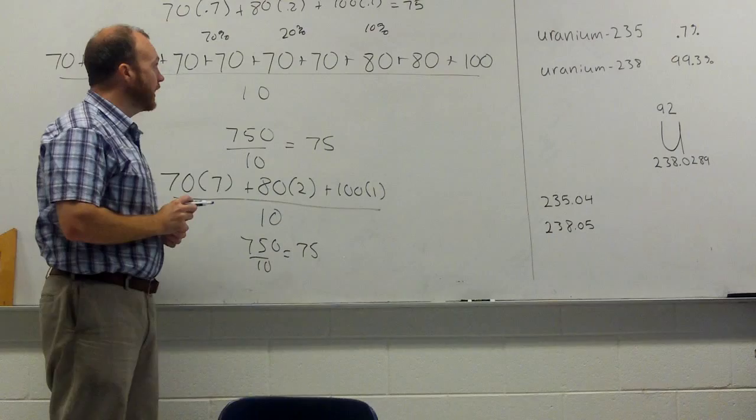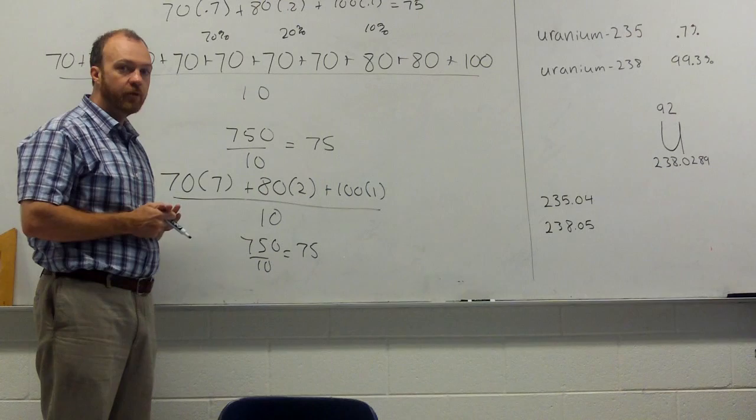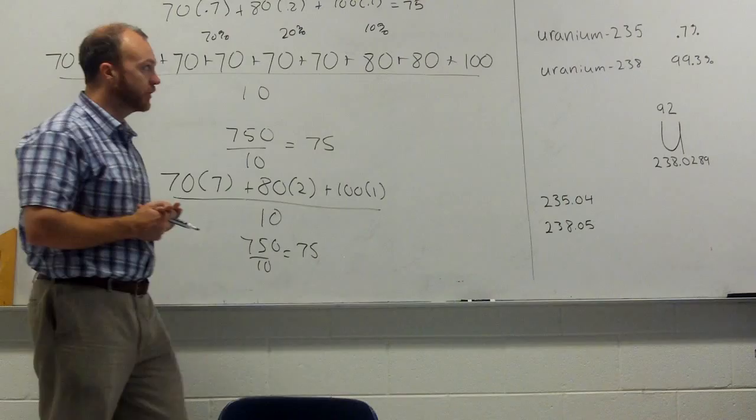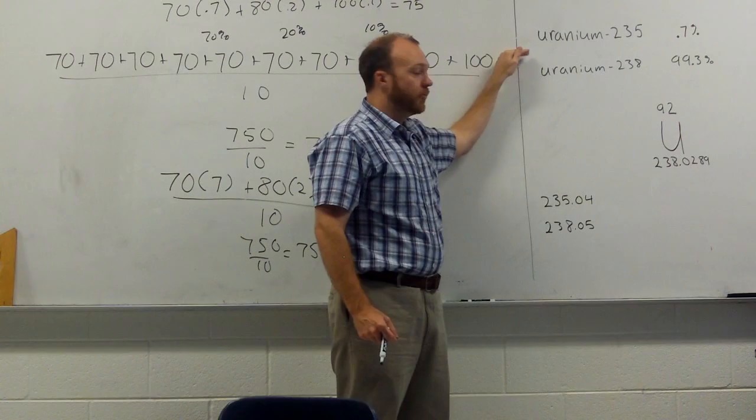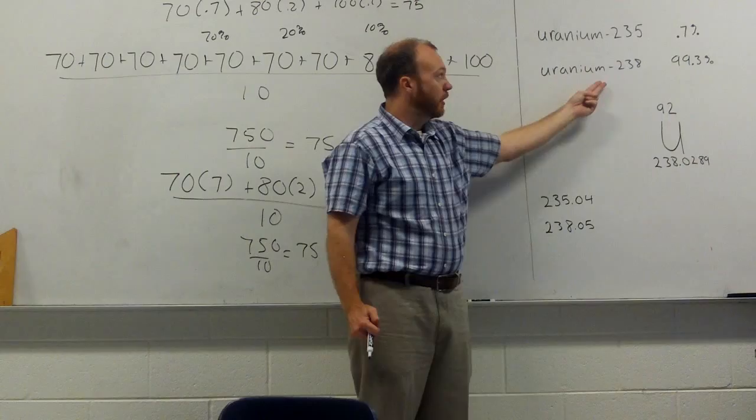Now, the reason I bring this up: when we find the average atomic mass, what we do is we measure the relative abundance of different isotopes in nature. And we usually do that as percentages. So let me give you a real world example. Uranium has two main isotopes occurring in nature. There are some others that occur in trace amounts, but these are the two main ones. The vast majority of it, 99.3%, is uranium-238. A smaller part, much smaller, 0.7%, is uranium-235.